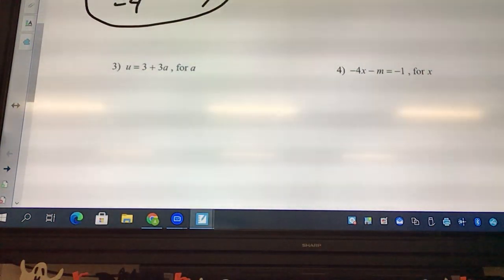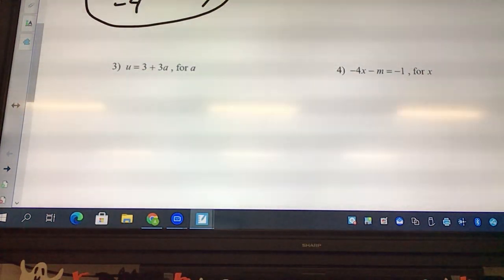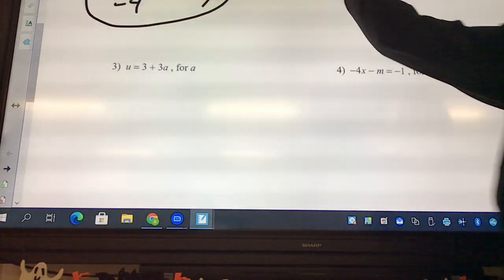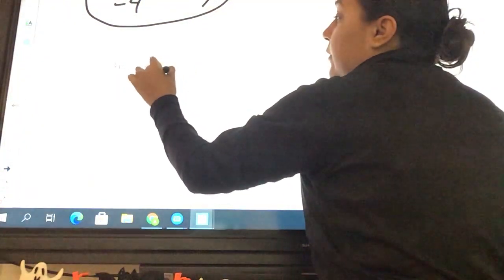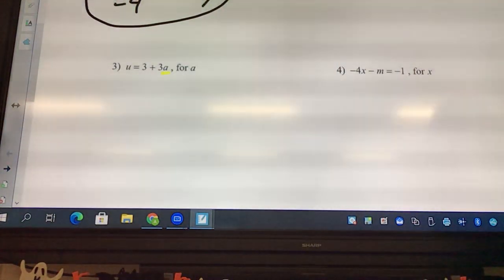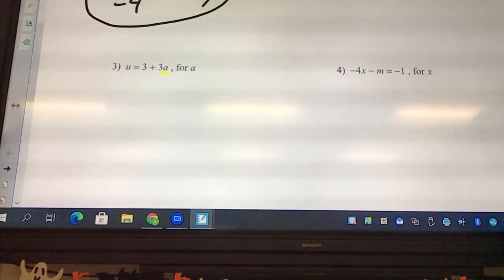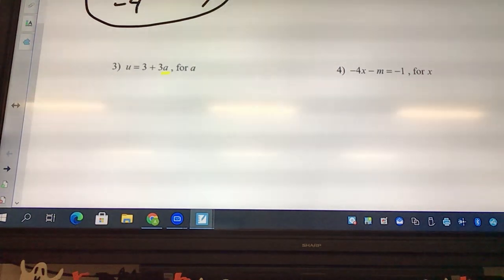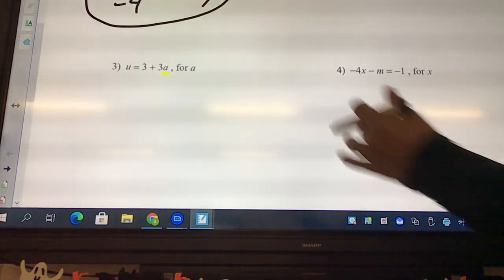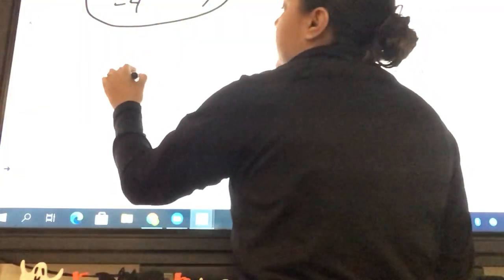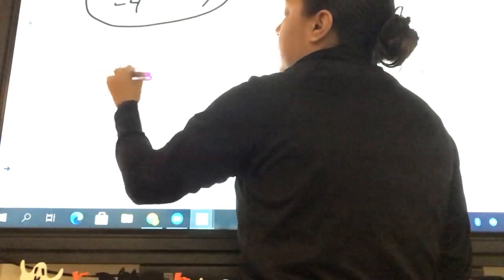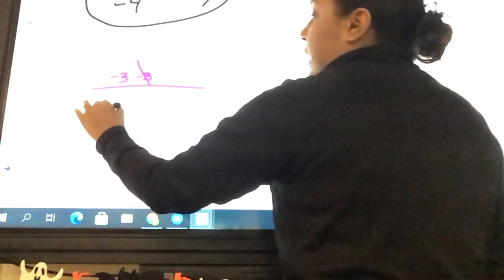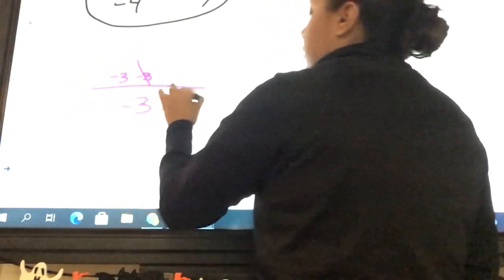Okay, look at 3. What's our variable we're trying to solve for? A. Okay, we're trying to get a by itself. So right here's our a. So what needs moved first? Everything that's on a side of the equal sign needs moved to the other side. So we got to move the 3 first. Same thing, we got to move the kid first. So we're going to say minus 3, minus 3. So I got u minus 3 equals 3a.